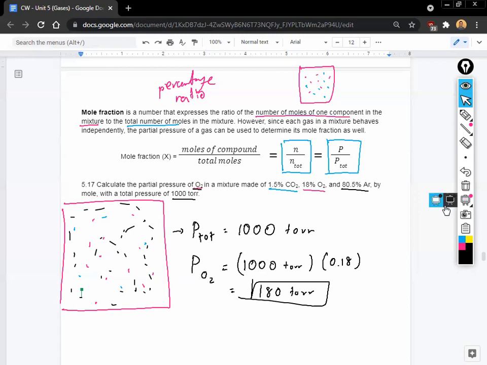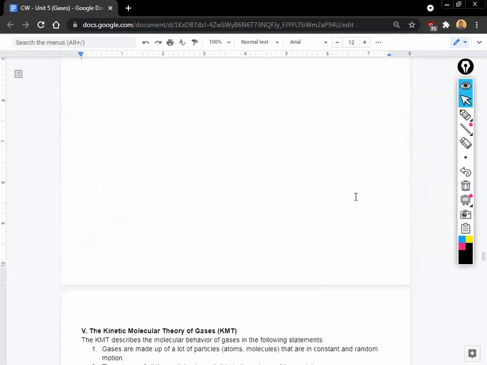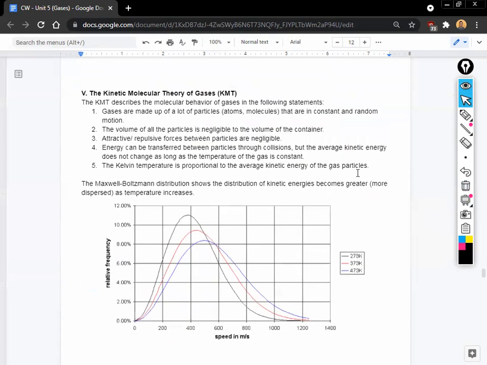All righty. Now, this next concept is basically what this entire unit is built on. It's kind of weird that we're doing it at the end. It's called the kinetic molecular theory. Now, you guys already know the kinetic molecular theory. You guys just haven't put it into words yet. But basically, the way that you understand gas molecules is the kinetic molecular theory.